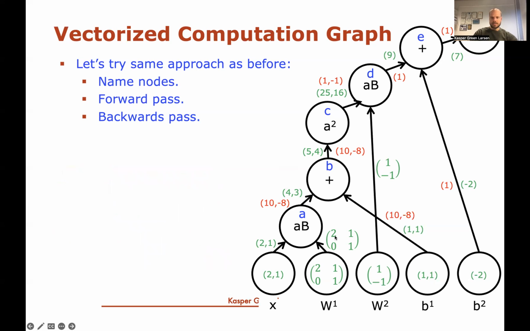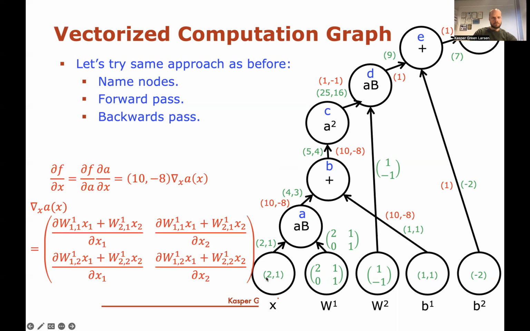Last two steps, we're now going to compute these partial derivatives. Let's do the one with respect to x. Partial derivative of f with respect to a times the partial derivative of a with respect to x by the chain rule. We know this partial derivative is 10 comma minus 8. So now we're going to need to compute the matrix of derivatives of a as a function of x.